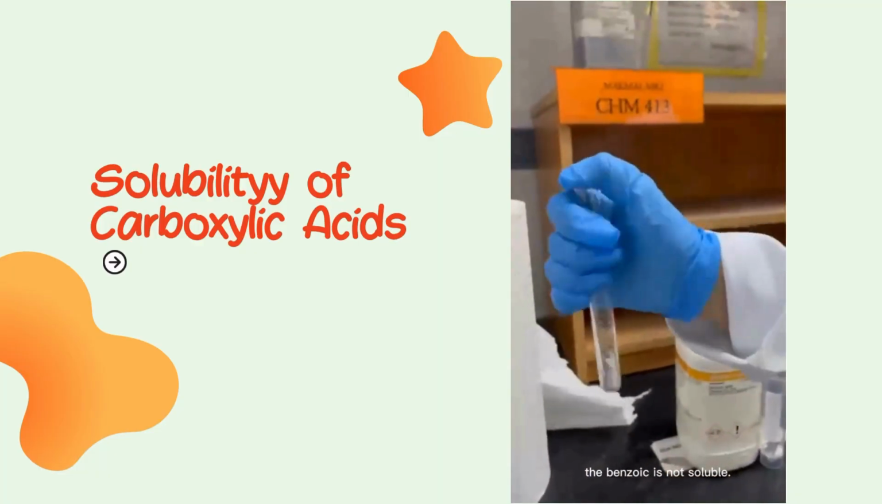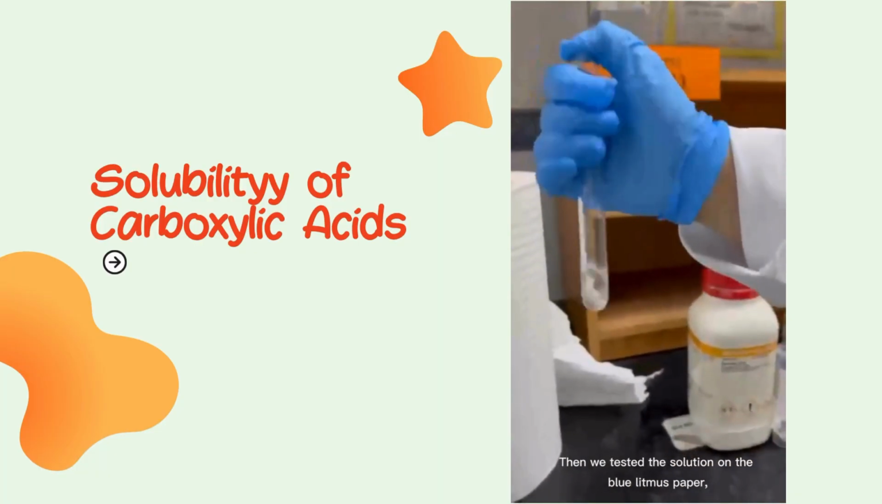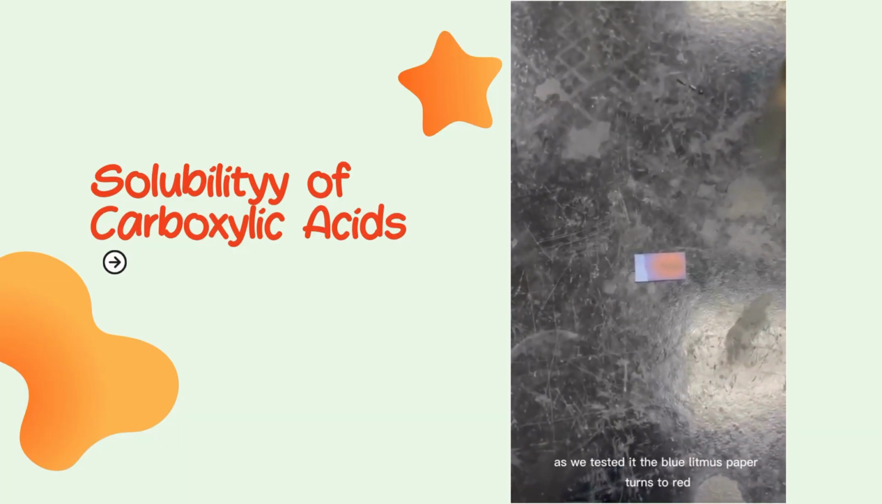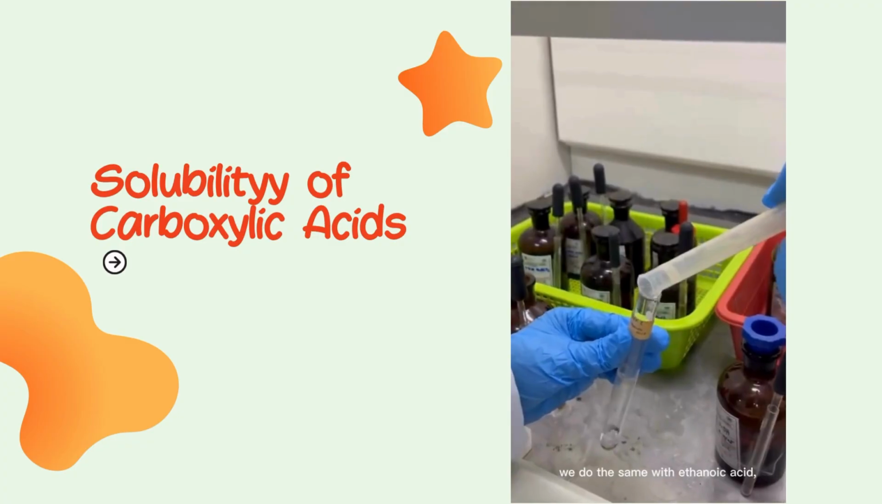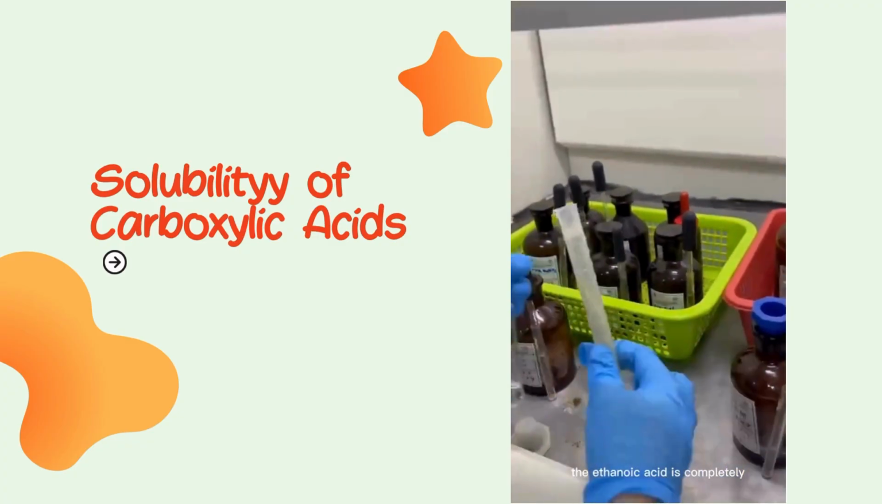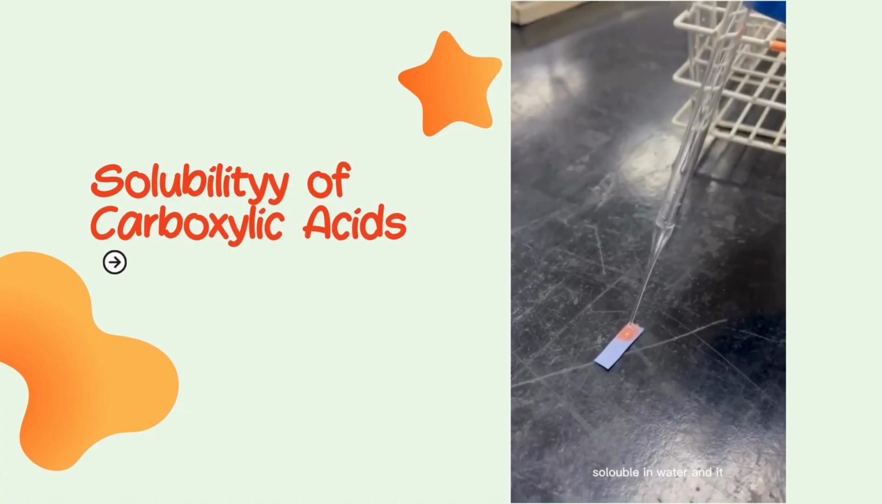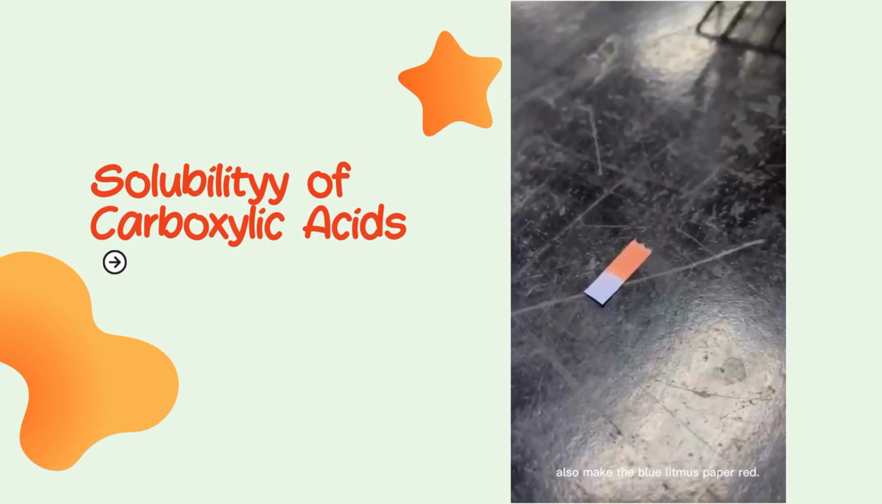is not soluble. Then we tested the solution on the blue litmus paper. As we tested it, the blue litmus paper turns to red. We do the same with ethanoic acid. The ethanoic acid is completely soluble in water and it also makes the blue litmus paper red.